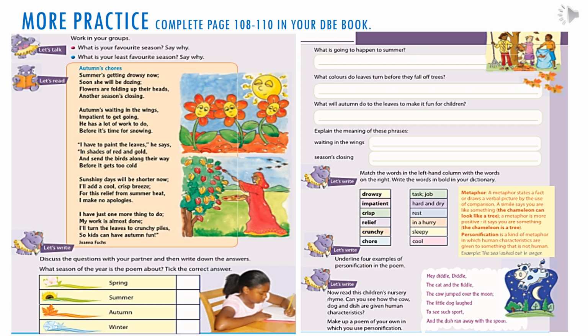Let's look at the second stanza. "Autumn's waiting in the wings, impatient to get going." Underline what is being personified. Autumn is being personified, so you need to underline that. He has a lot of work to do before it's time for snowing.